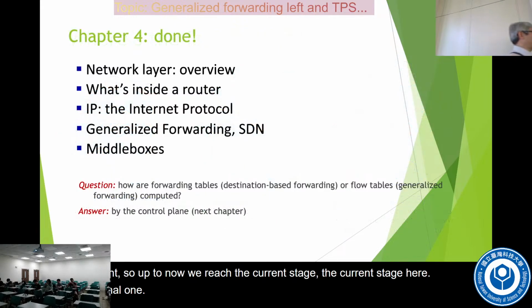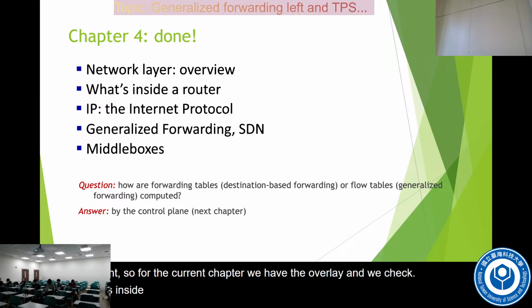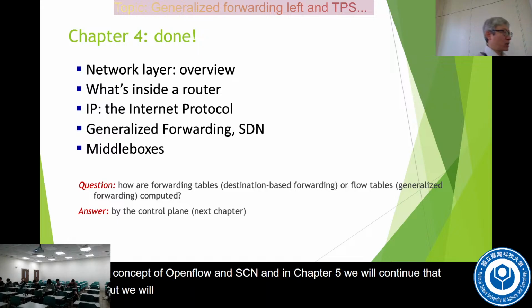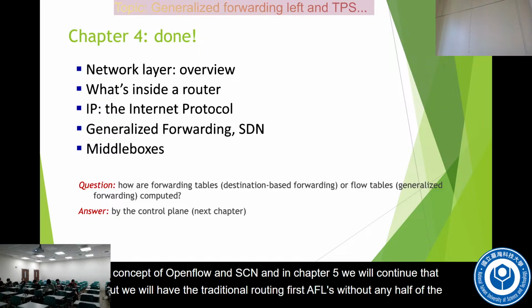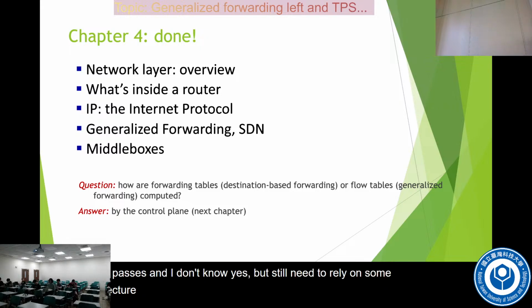All right, so this is the discussion for the current chapter. We have the overview, and we check what's inside the router, the IP protocol, and generalized forwarding. Of course, we base it on the concept of OpenFlow and SDN. And in chapter 5, we will continue that one, but we will have the traditional routing first. Yes, we still need to rely on some architecture, even if we have new elements, for example, AI intelligence or something else.